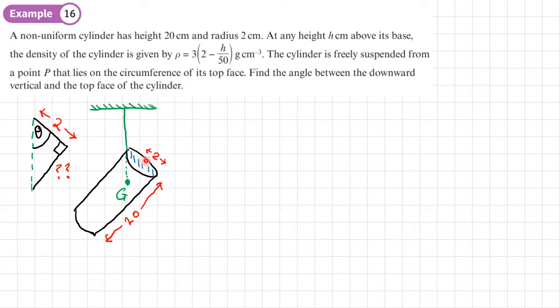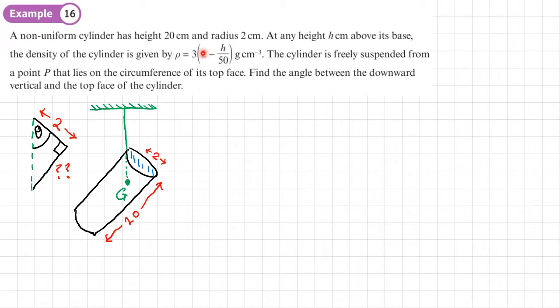This is a length we need to find, the distance between this face and the center of mass. And once we've got the length of that, we can then use it to work out this angle, which is between the downward vertical and the top face. So that's going to be the top face there, and that green dotted line there represents that line going down to the center of mass. So let's start by calculating the center of mass.